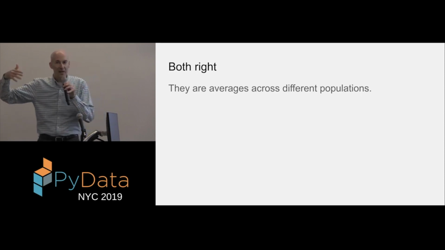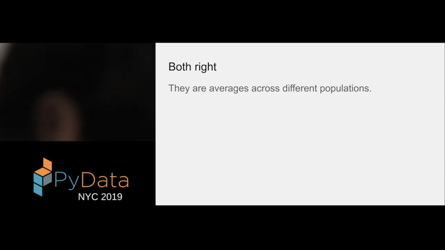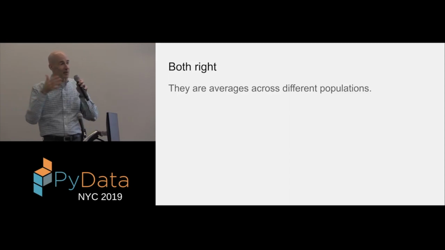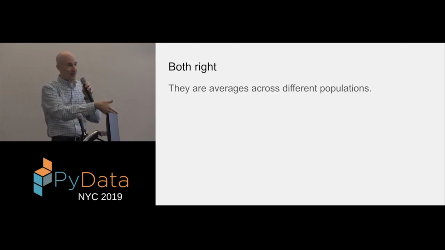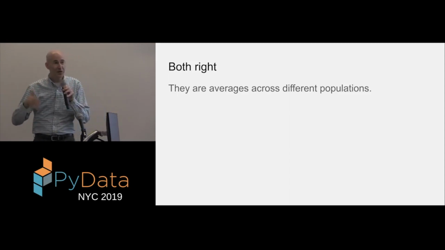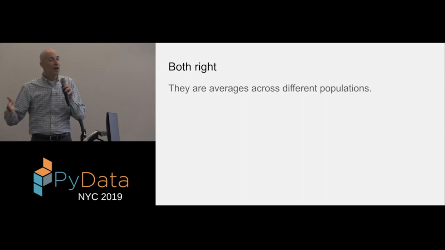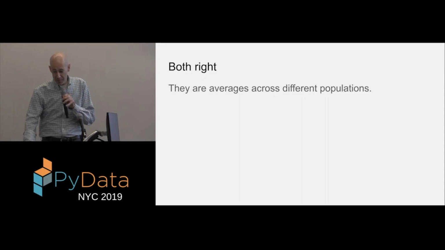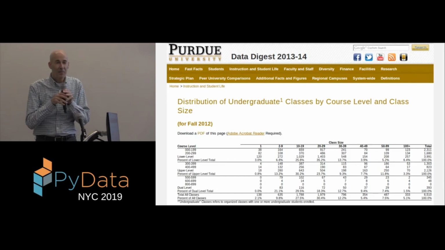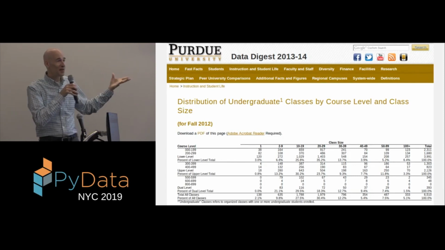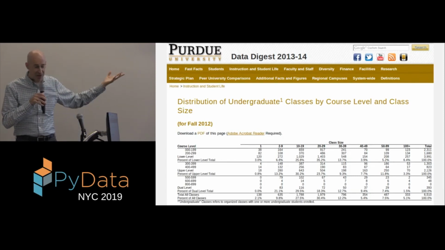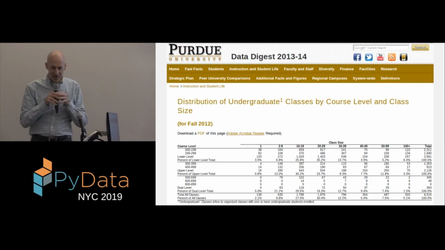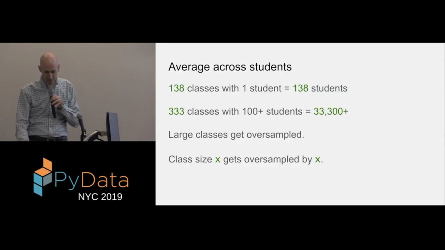And one of them might be more descriptive of the teacher's experience, and one of them is more descriptive of the student's experience. So it's not that they're wrong, they're just measuring different things. You just have to be careful about what you're measuring and how you report it. So I didn't make up those numbers. This is from Purdue. They published the distribution of class sizes from a few years ago.